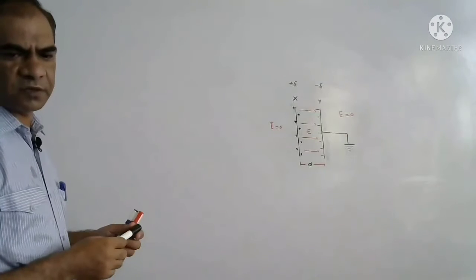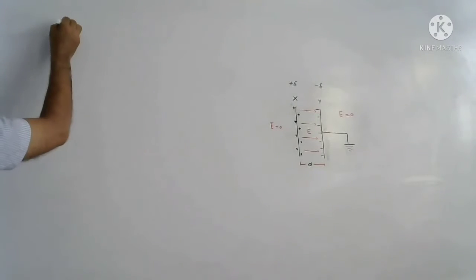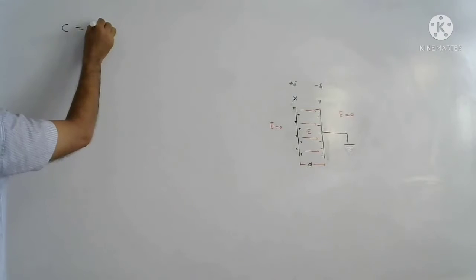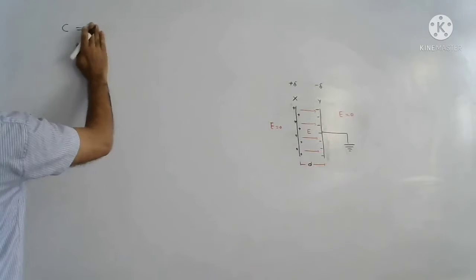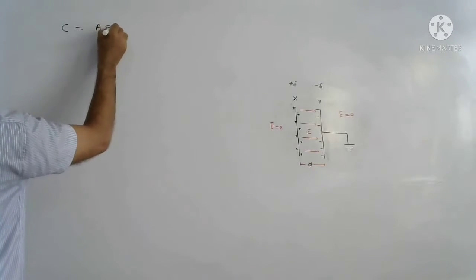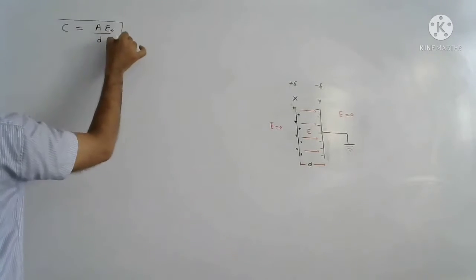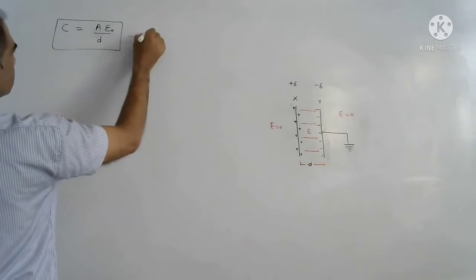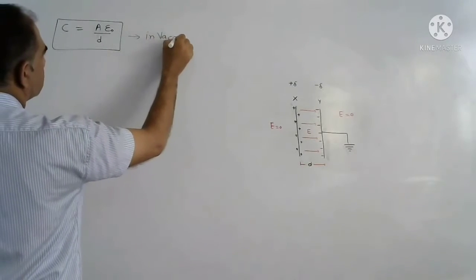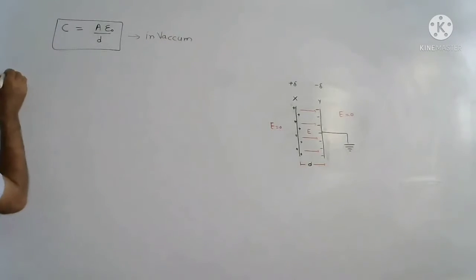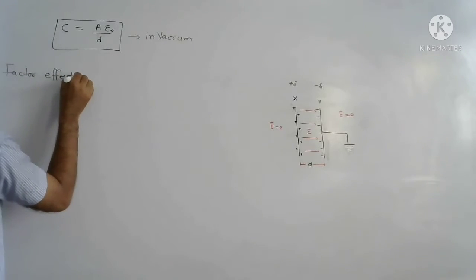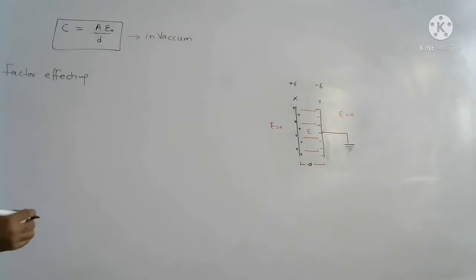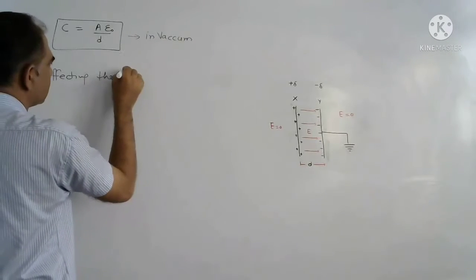With the help of this formula, we find that the capacitance of a capacitor is equal to A epsilon naught upon D. This is the formula in vacuum. So, factors affecting the capacitance.